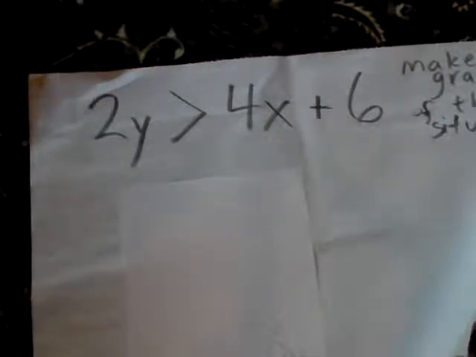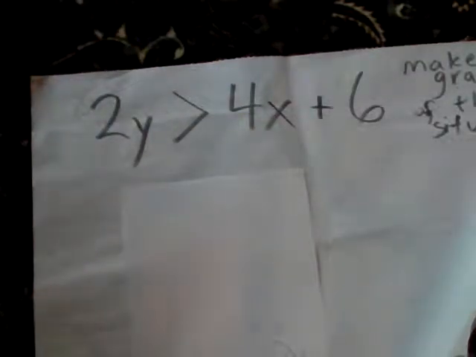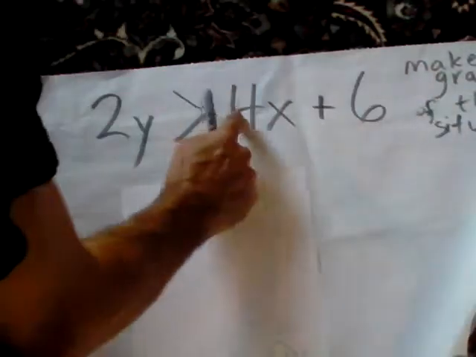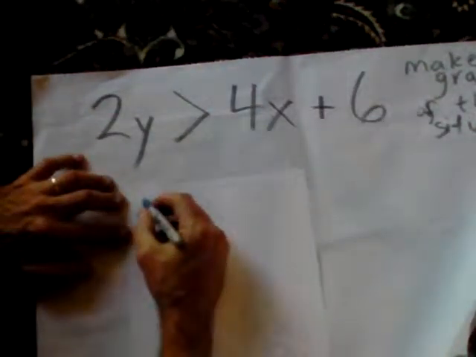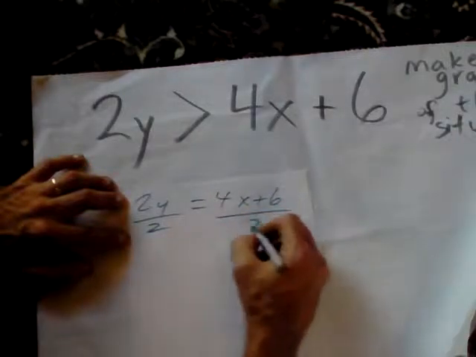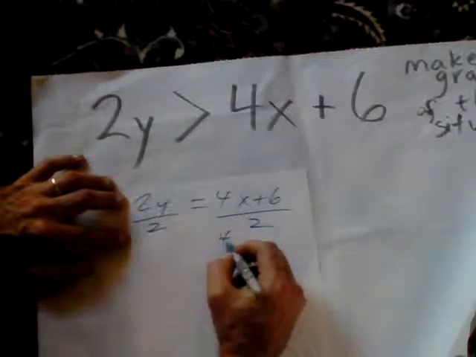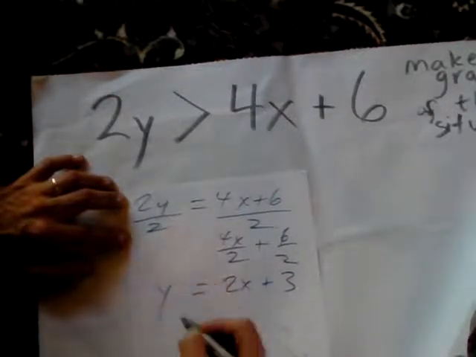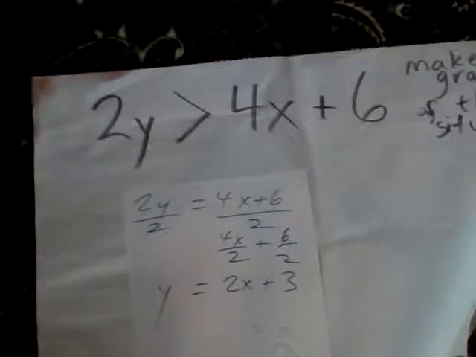Now, what do we have here? 2y is 4x plus 6. Well, what do we want to do here? The way I look at it is I want to just have y's, because I know how to make a graph when it's y equals something, right? And there's something nice here: if I take the 2 away by dividing, I see 2's here. So I'm going to do 2y divided by 2 is equal to 4x plus 6 divided by 2. These two are like 4x over 2 plus 6 over 2, which is like 2x plus 3.